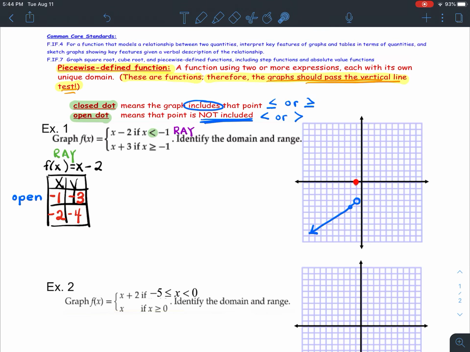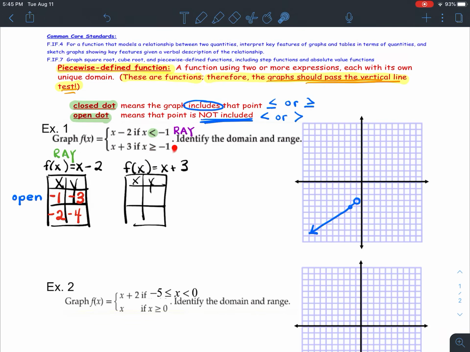Okay. Now, if you look at what we have here, we have actually graphed the line y = x - 2, but we only graphed the section of the line starting where x is -1 and everything less than that. So it went to the left there. Okay, so let's go ahead and try the second piece. We'll do this one a little faster.